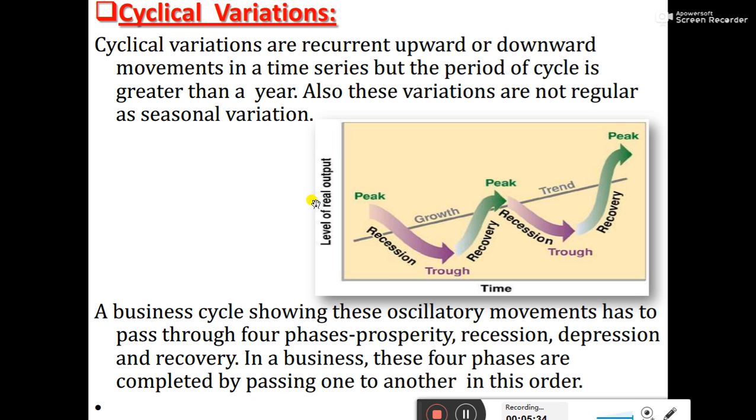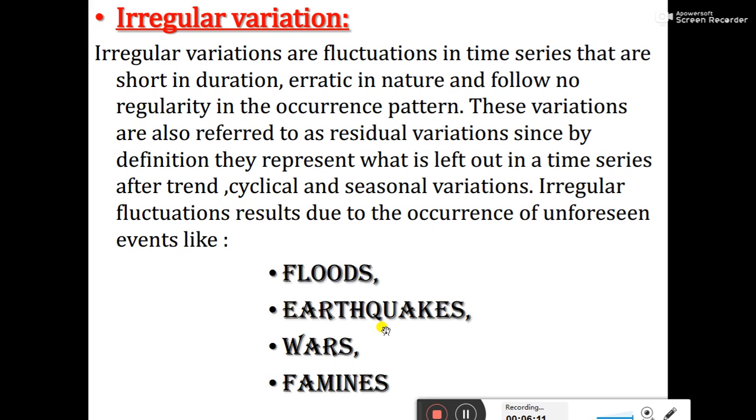These four phases in a business cycle are prosperity, which is going upward; recession, which is going downward; depression, which is the point at the very bottom of the cycle; and recovery, which means it is coming from depression to prosperity. In a business, these four phases are completed by passing from one to another in this order. So there is no jumping from one phase to another.